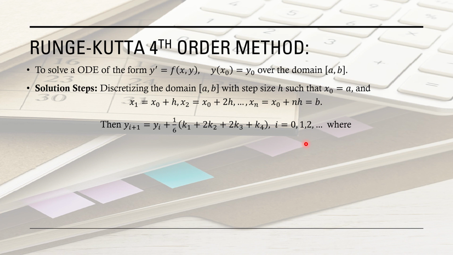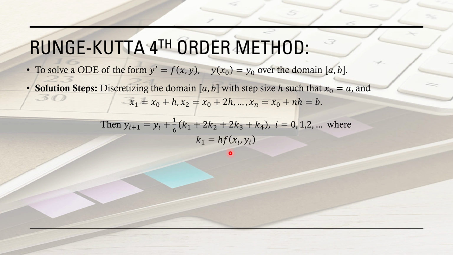When we take i equal to 1, that will give you y2, and y2 is basically the value of the solution of this differential equation at x equal to x2, and so on. We will be moving up to n minus 1, because yn will be representing the solution of the differential equation at x equal to xn. Now it involves these four constants, k1, k2, k3, and k4. These constants will be determined by using the following expressions.